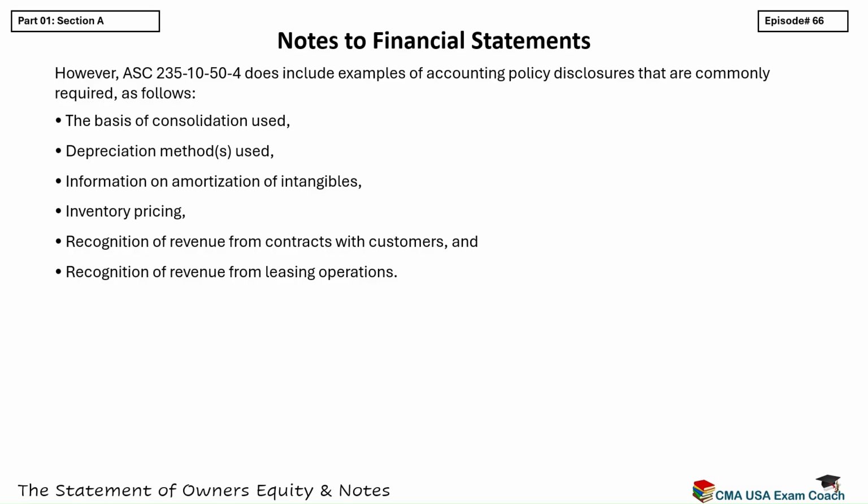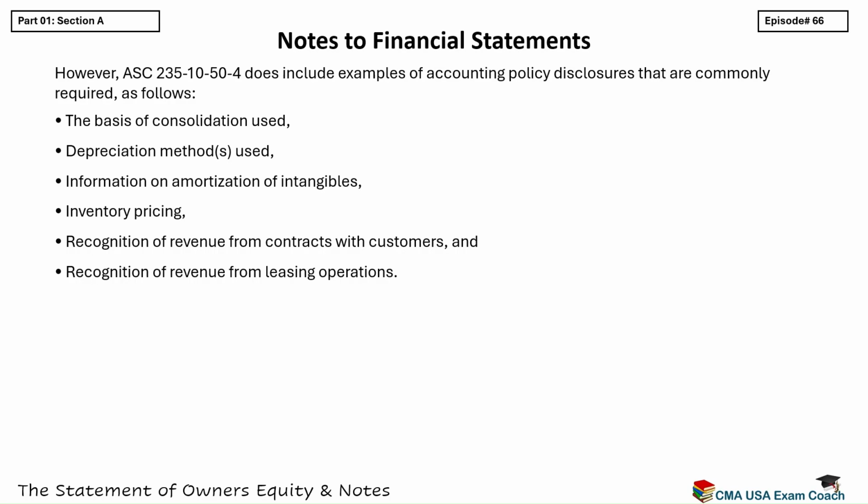Next, we have the depreciation method used. Companies must explain how they depreciate their property, plant, and equipment. For example, whether they use straight-line depreciation, which spreads the cost evenly over the asset's useful life, or an accelerated method, which expenses more in the early years. This affects how expenses appear on the income statement and the value of assets on the balance sheet.